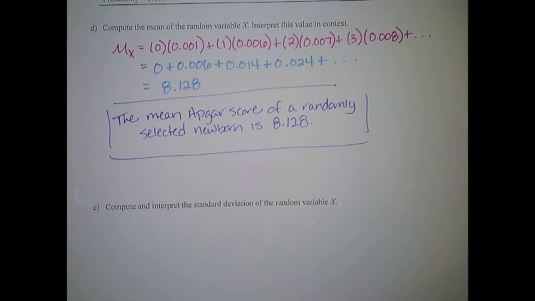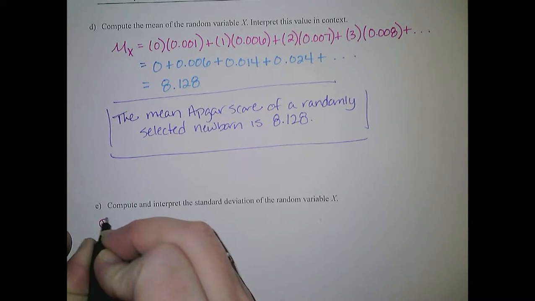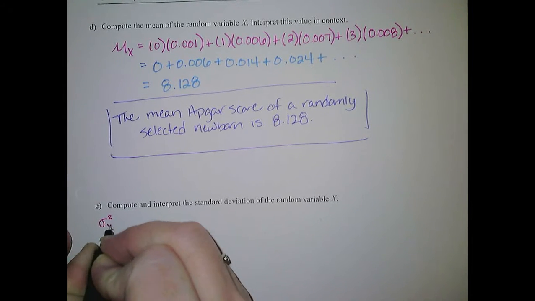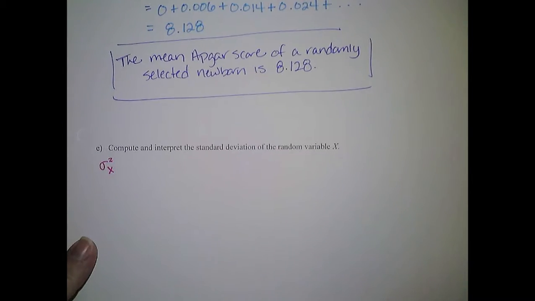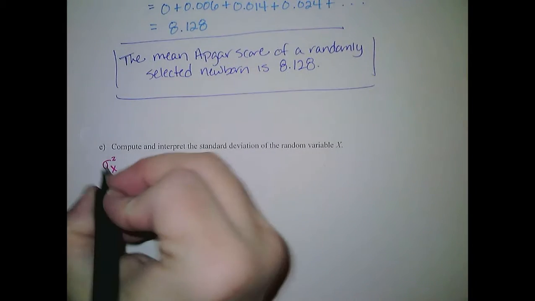So now that we know the mean APGAR score, we can use that to calculate the standard deviation. We're going to start by finding the variance, and then once we have the variance, all we have to do is take the square root of that variance to get the standard deviation. So we said that to find the variance of x, we have to multiply the squared deviation of each outcome times the probability of that outcome.